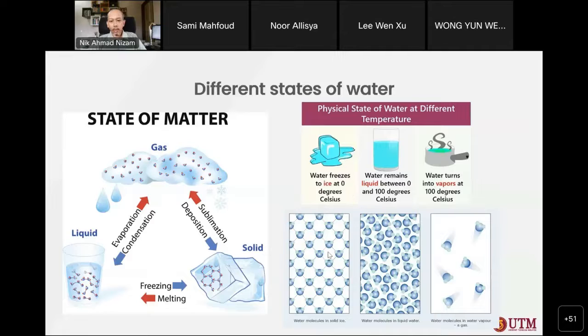So these are the water molecules in solid ice. You can see there is hydrogen bonding here, between the oxygen, hydrogen, and also oxygen. And water molecules in liquid water, there is also hydrogen bonding, but it's really weak. And water molecules in water vapor, the molecules are far from other molecules.